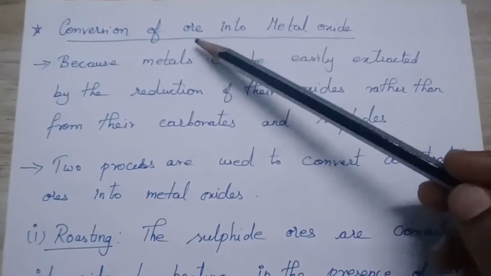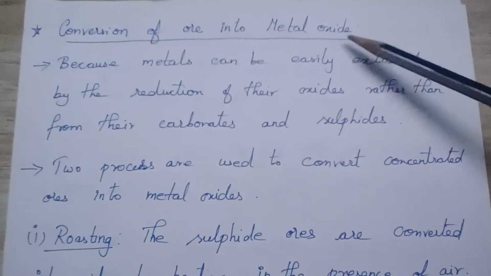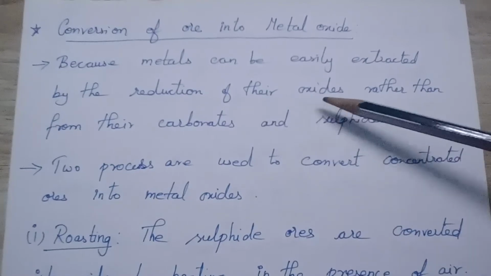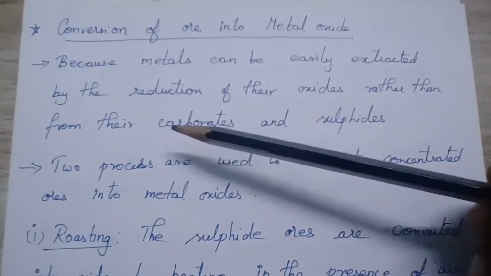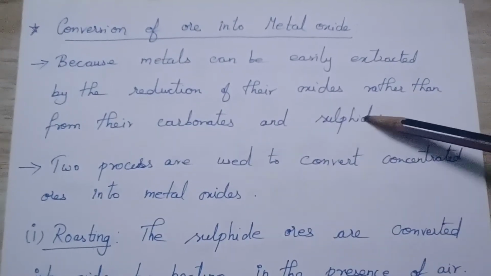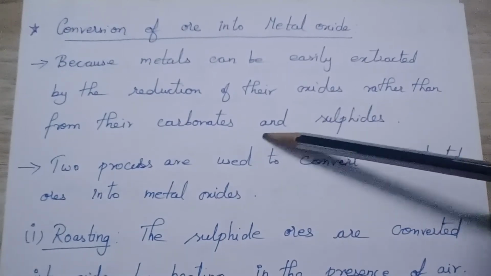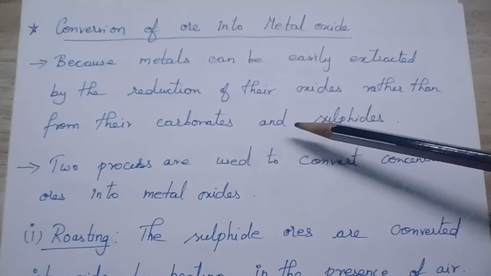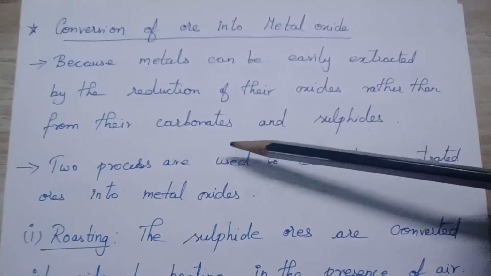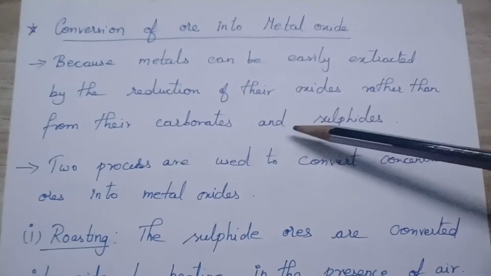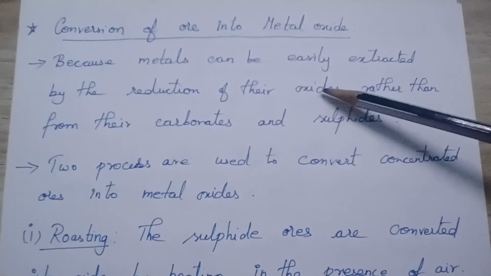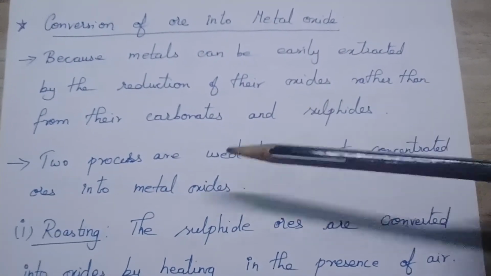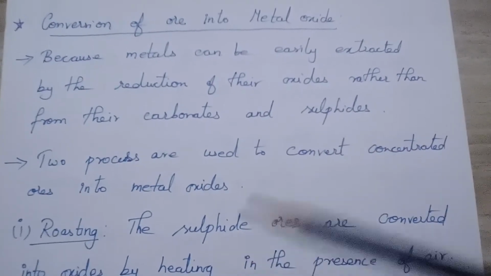Conversion of ore into metal oxide, because metals can be easily extracted by the reduction of their oxides rather than from their carbonates and sulfates. If the metal is combined with carbonates or sulfates, it is not easy to reduce the metal from those compounds. But if it is combined with oxygen as an oxide, then it is easily reduced from that oxide. So that's why our aim is to convert the ore into metal oxide.